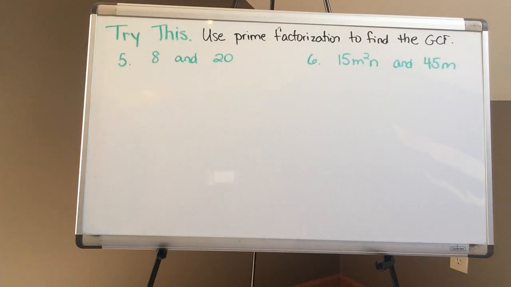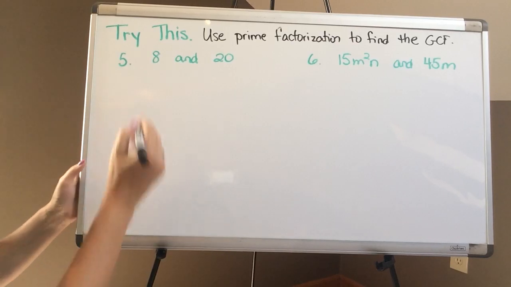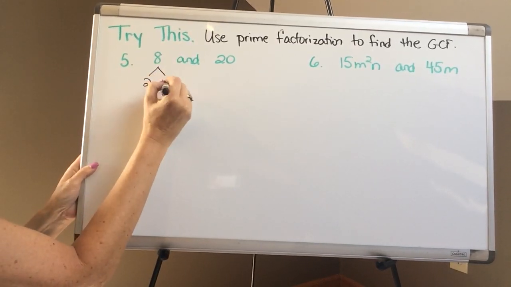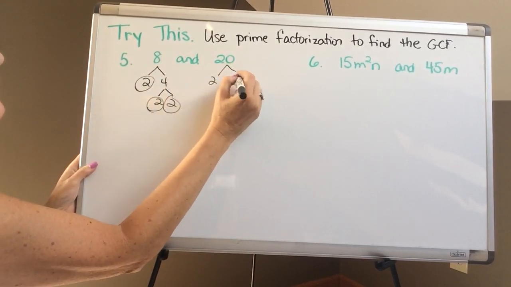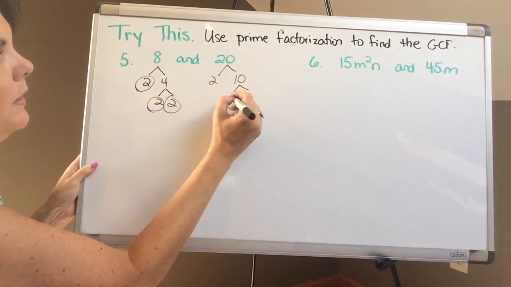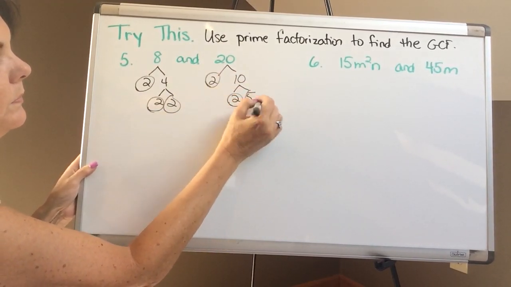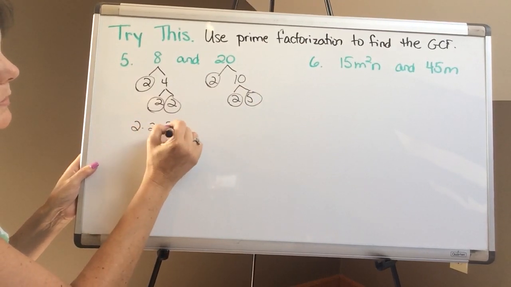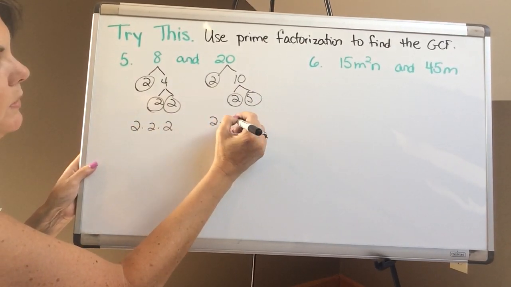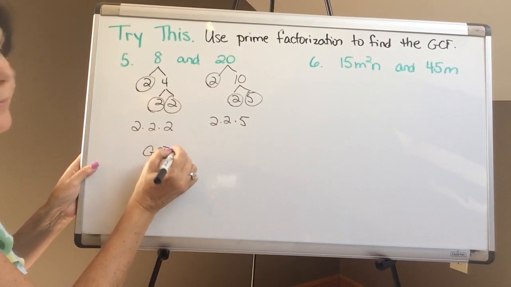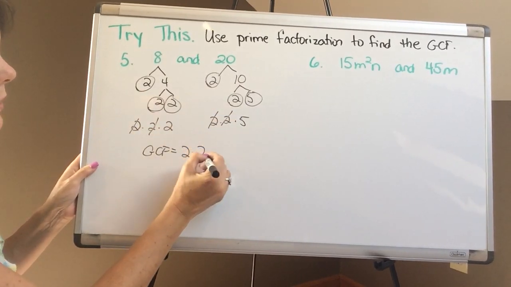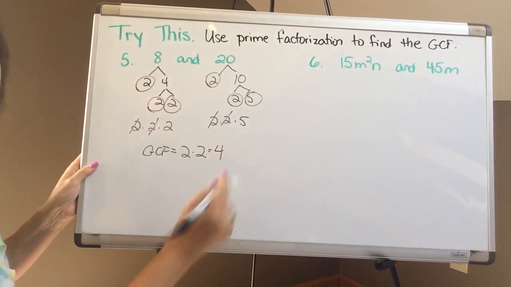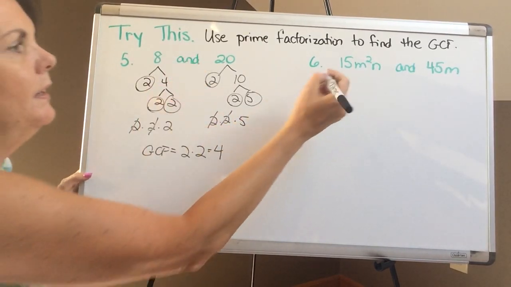And let's try a couple. Use prime factorization to find the GCF. 8 and 20. 2 times 4, 2 times 2. This is 2 times 10. I could have chosen 4 times 5. This is 2 times 5. So this is 2 times 2 times 2. Notice I am not using exponents right now. My GCF is going to be, I can take out a 2, another 2, and that's it. My GCF is 4.